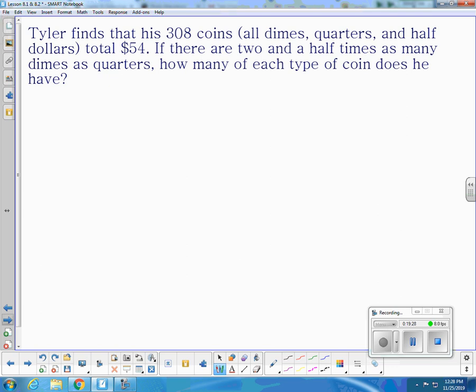Tyler finds that he has 308 coins, all dimes, quarters, and half dollars, that total 54 bucks. If there are 2.5 times as many dimes as quarters, how many of each type of coin does he have? So we're going to write 3 equations here. One with just the total number of coins. So we've got dimes plus the number of quarters plus the number of half dollars equals how many coins? 308. So that's just how many coins we have.